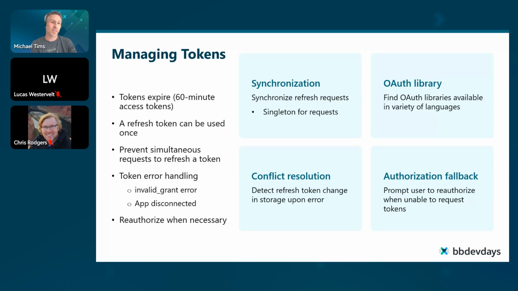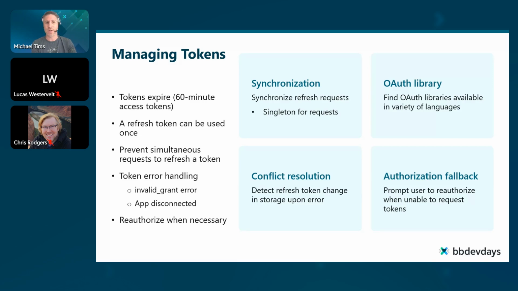Build logic to handle invalid grant errors. It usually indicates a new token needs to be generated. If tokens continue to fail generation, it could mean that the Sky application's been disconnected from the customer's environment. So when this happens, it's good practice to have your app fall back to reauthorization. So it'll prompt the user for consent, and you can also invoke it for a particular environment.